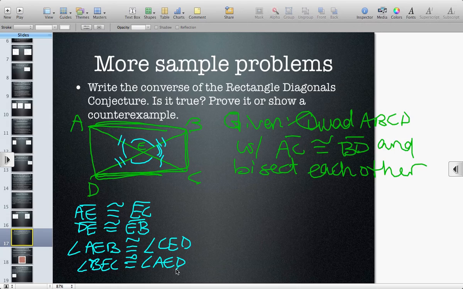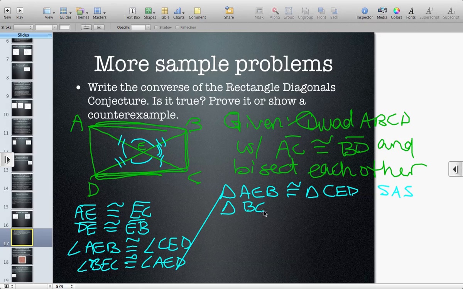Well, now we have two sets of triangles that are congruent to each other. We have triangle AEB congruent to triangle CED because of side angle side, and because of that same reason, we have triangle BEC congruent to triangle AED. So because of side angle side. Now here's where it can get pretty confusing.